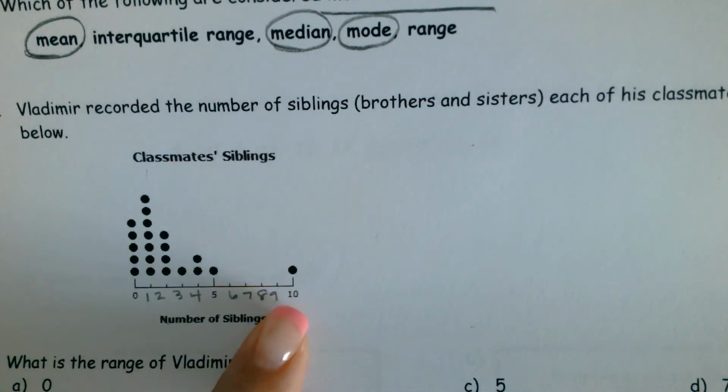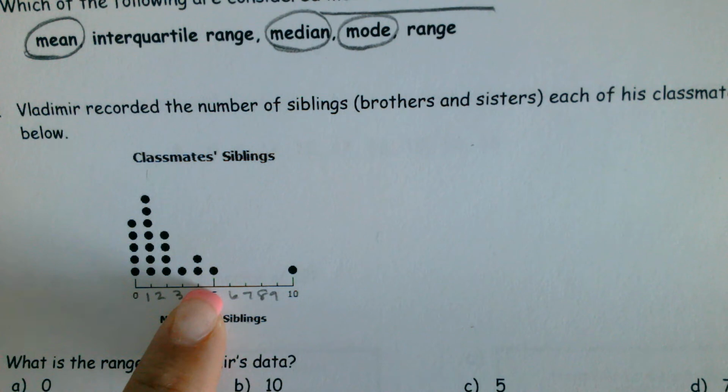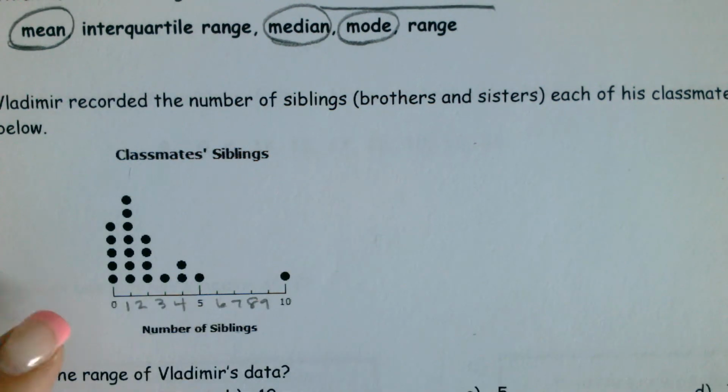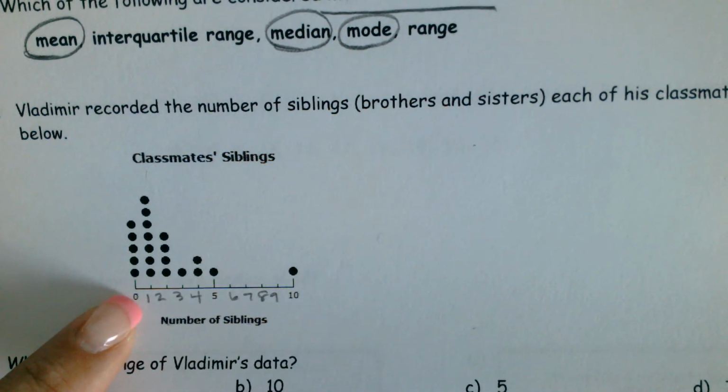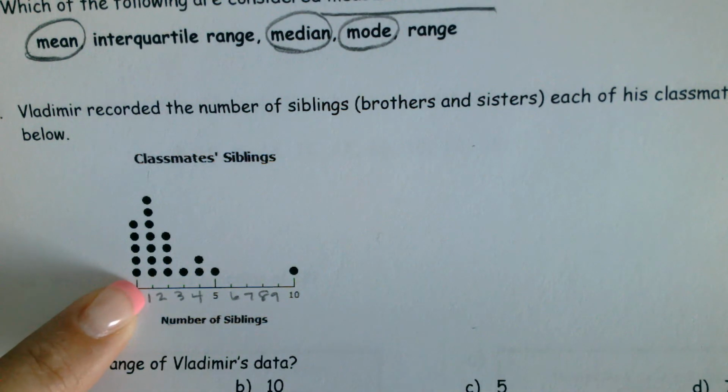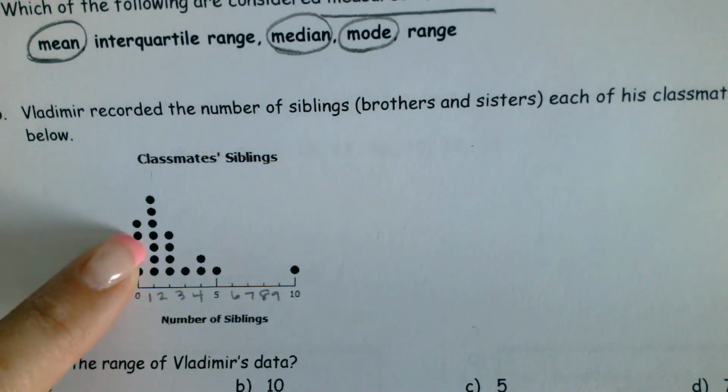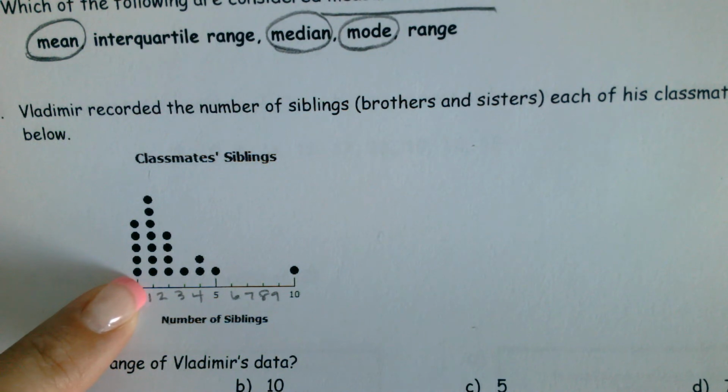So there's only one person who had 10. Most people have what? Below 5. Okay. The most common, what was the mode of the data? The most often would be 1 because the mode is the one that occurs the most.